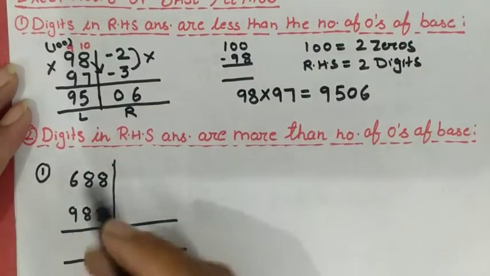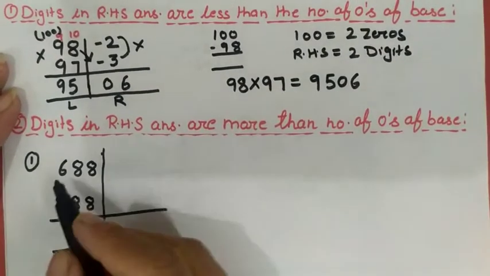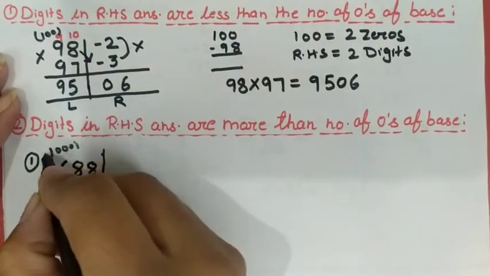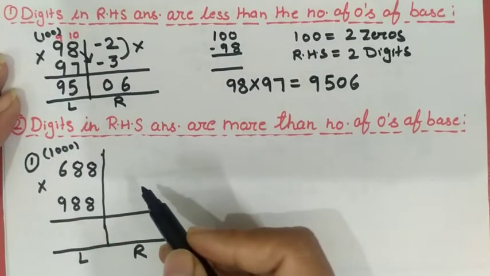On the left hand side part, write down the numbers you want to multiply. We have written them over here. Write the base over here. These two numbers are close to base 1000, so the base is 1000 here.